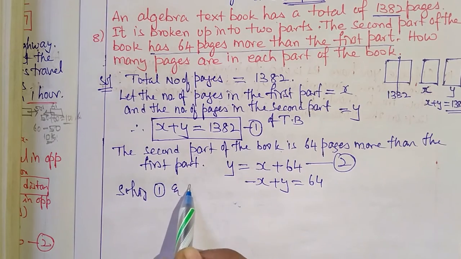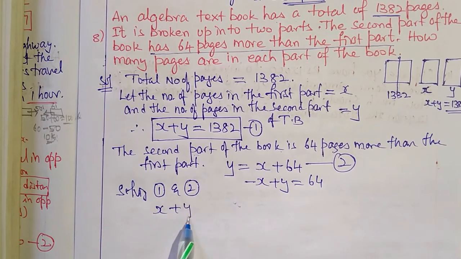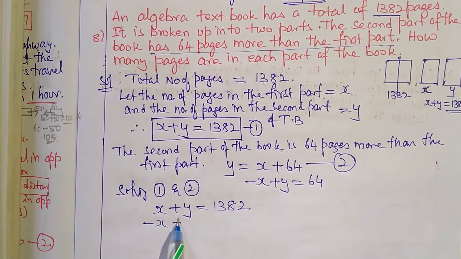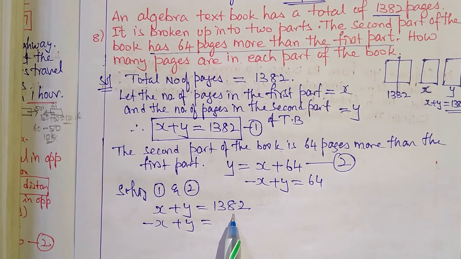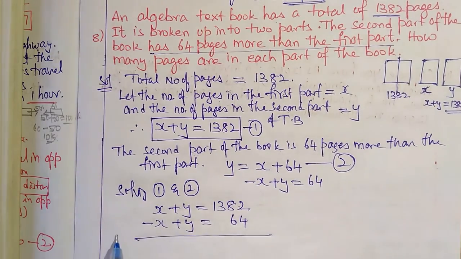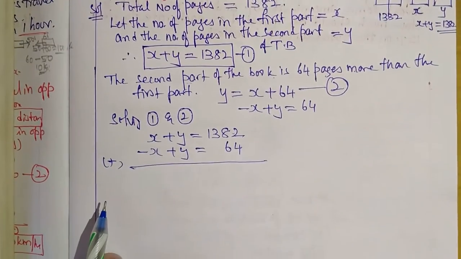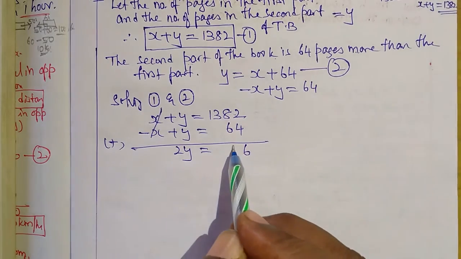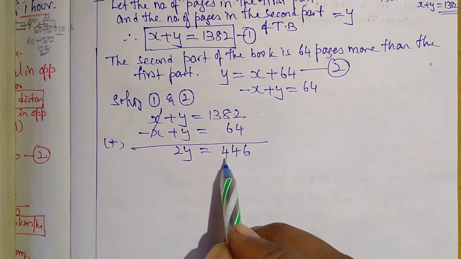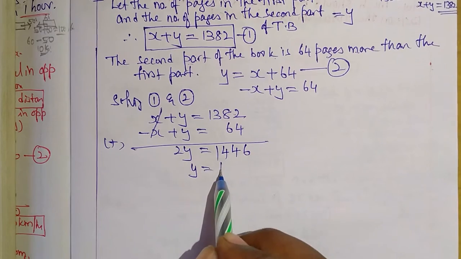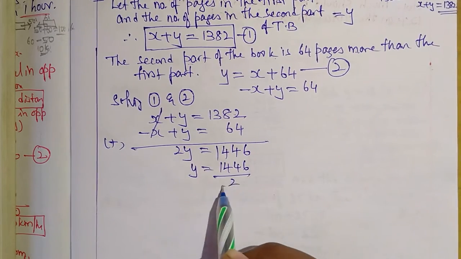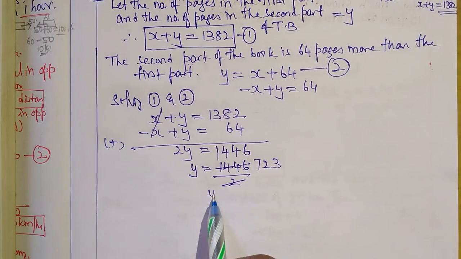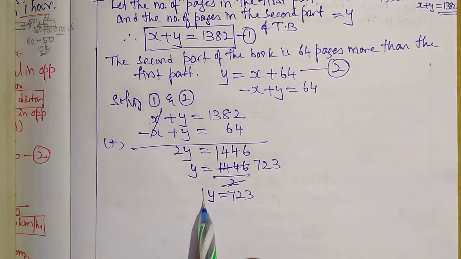Now solving equation 1 and 2. What is 1? X plus y is equals to 1382. What is the second equation? Minus x plus y is equals to 64. So if I add these two equations, the x gets cancelled by adding. So 2y is equals, if we add 68 plus 64, it is 1446. Y is equal to 1446 by 2. It is 723. So therefore, what is the value of y? Y is equal to 723.